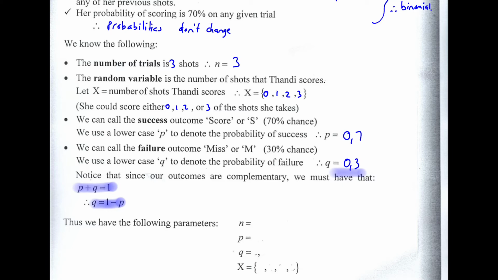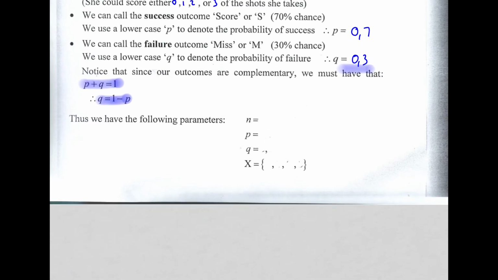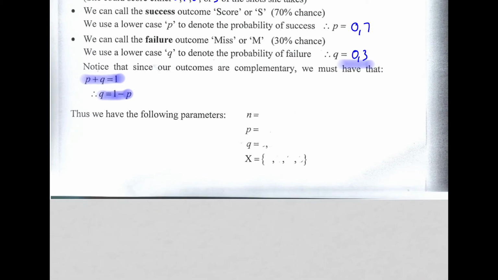So the parameters that we have, because you need these values to use the formula that I'm going to teach you, are n is equal to 3, p is equal to 0.7, and q is equal to 0.3. And our random variable, just summarizing now, is x is an element of 0, 1, 2, or 3. All right, let's look at the next page.